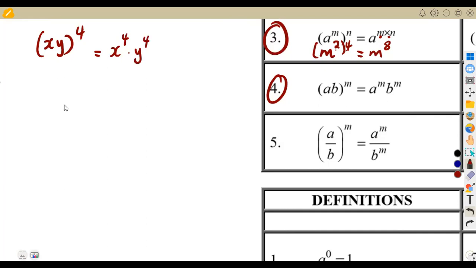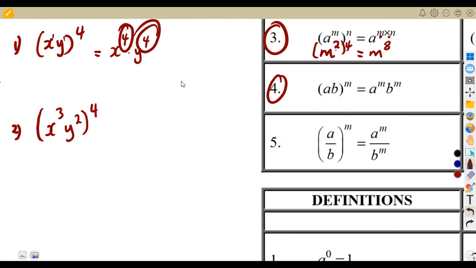All right, but I want you to see that it can be a condition like this, right? X being raised to the exponent of 3, y being raised to the exponent of 2 like this, and everything raised to the exponent of 4. Does that mean we are not going to use this law? No, we are going to use it. Here it was just like there's a 1, there's a 1. So we didn't see the effect of that. That is why we're just writing 4 and a 4.